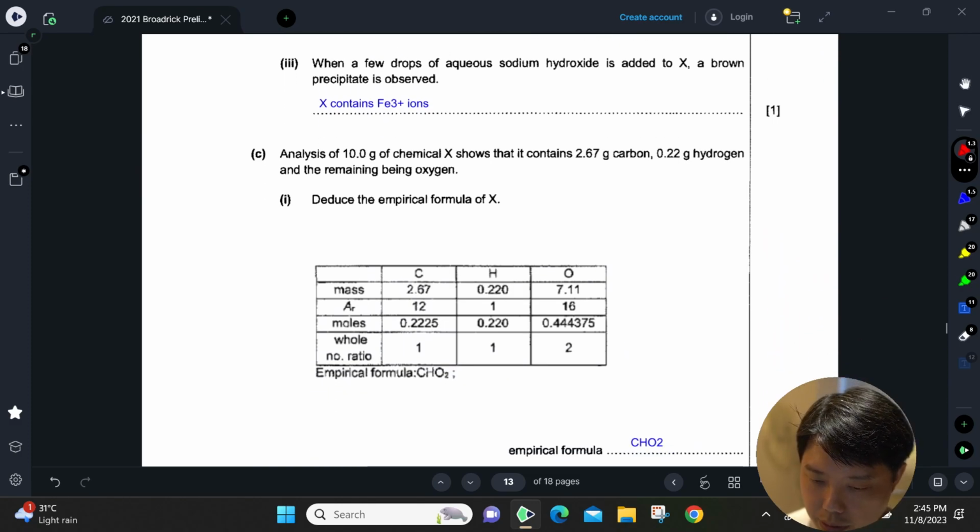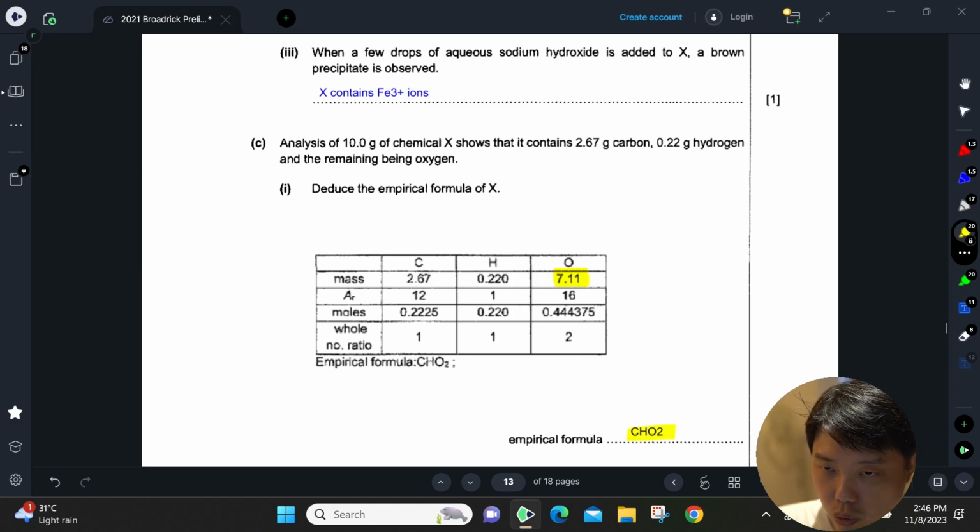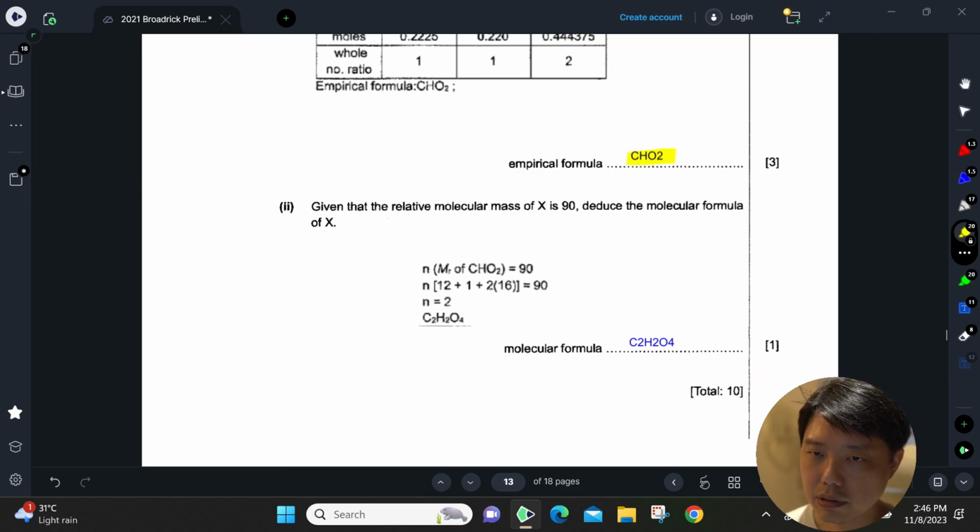Okay, so they say 10 grams of chemical X show that it contains all these amounts, mass of carbon and hydrogen, and the remaining being oxygen. Okay, so the first thing you need to do is you just need to get the mass of oxygen first, and then go and divide all of them by their Ar to get the number of moles, and then divide by the lowest common factor. All right, so you got a ratio 1:1:2, and that is your empirical formula. Okay, CHO2. Okay, then they tell you, given that the relative molecular mass is 90, what is the molecular formula?